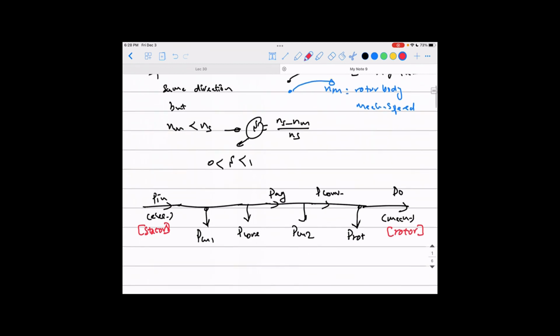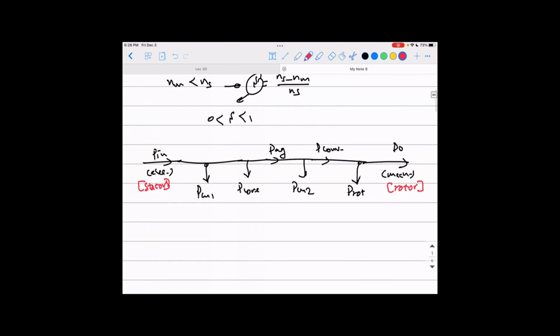And the power flow goes from electric power on the stator to mechanical power developed on the rotor, and you will lose some losses all along the way.